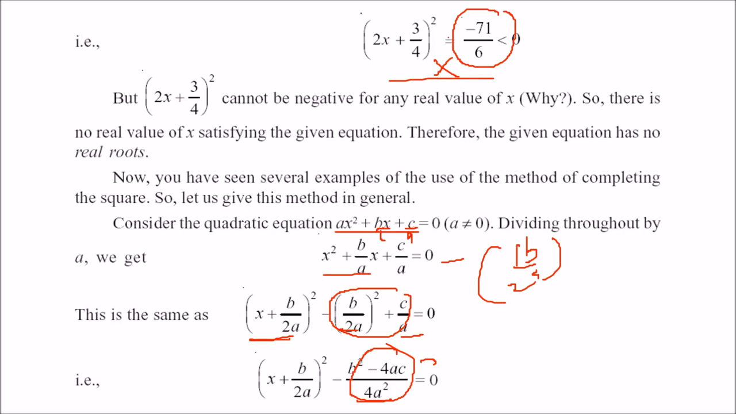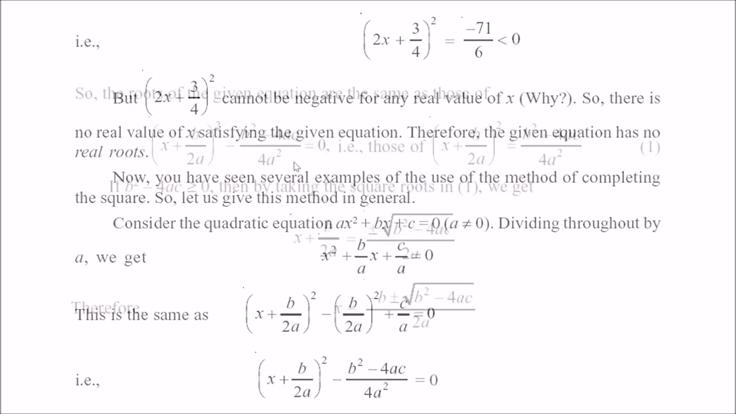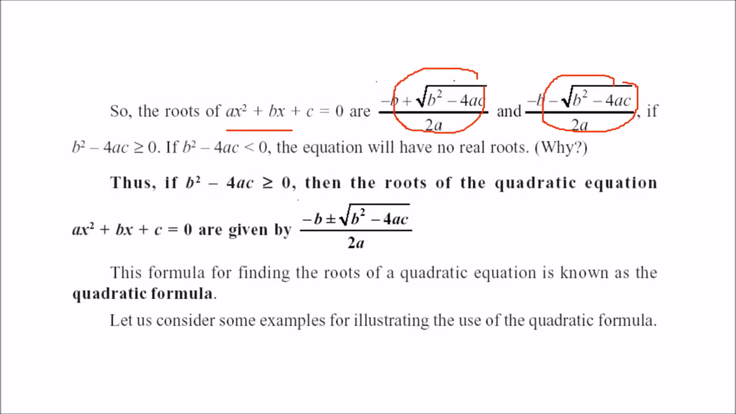How are we going to solve this? Anything square on the right-hand side, anything negative, is not possible. Now we have another thing, or a solution. This is b square minus 4ac. We will call it the discriminant.